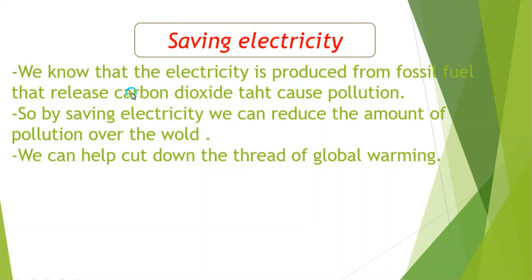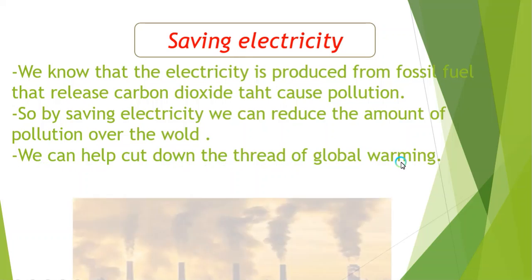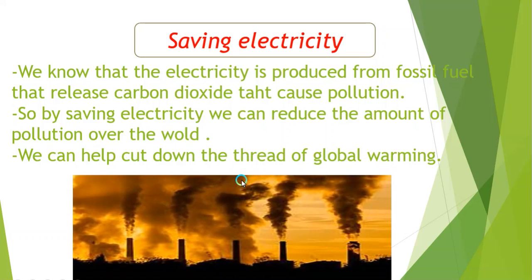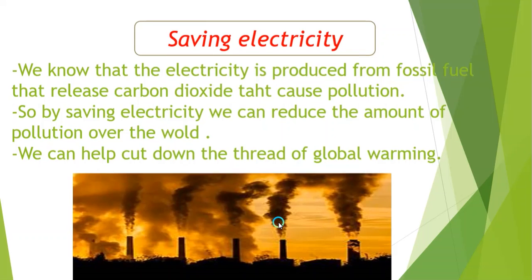We know that electricity is produced from fossil fuel that releases carbon dioxide, which causes pollution. So by saving electricity, we can reduce the amount of pollution over the world. We can also help to cut down the threat of global warming. By this picture we can indicate the pollution that is produced by generating electricity from fossil fuel.